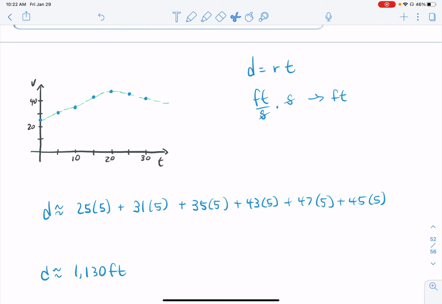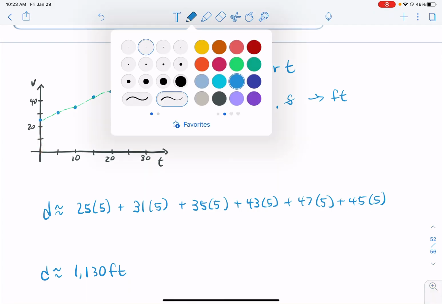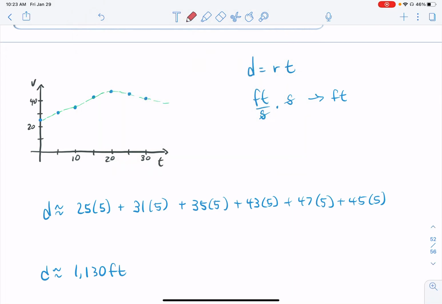Okay, so when I'm multiplying this 25 times 5, let's look at the graph right here. Here's the 5 that's right down here, and then here's the 25 along the y-axis. You know what you could do? I mean, if you wanted to, you could turn that into a rectangle like this. This would be like a rectangle right here. So basically that's what I just did, is I found the area of a rectangle.